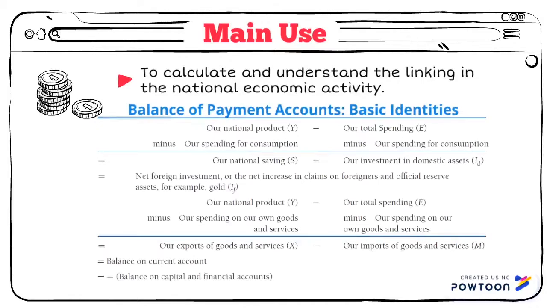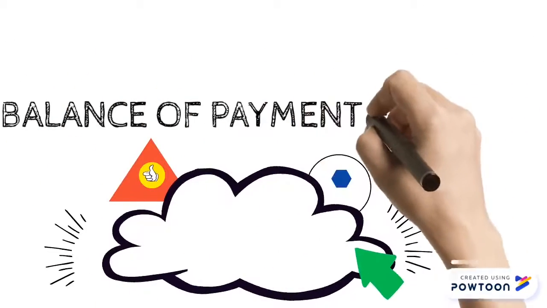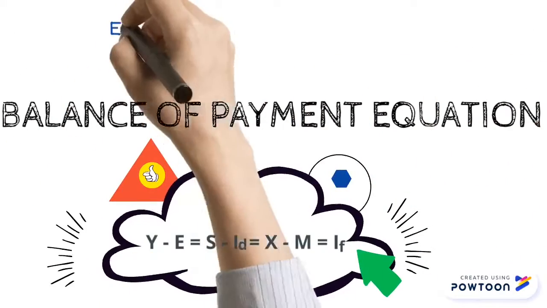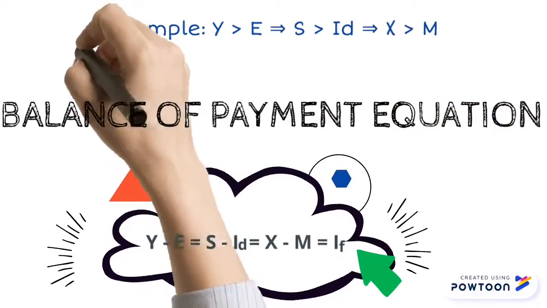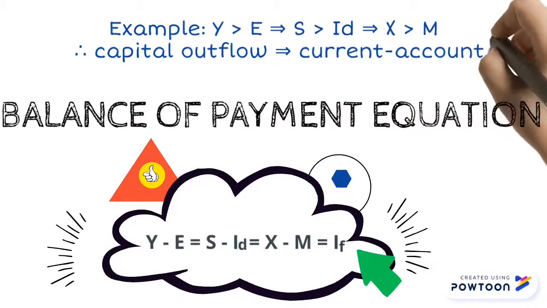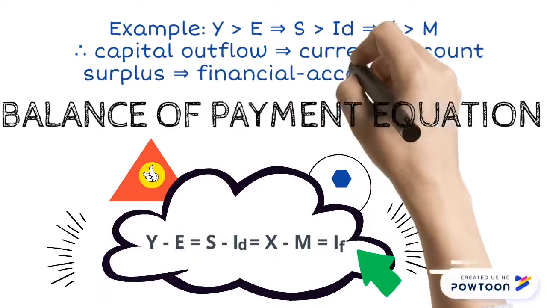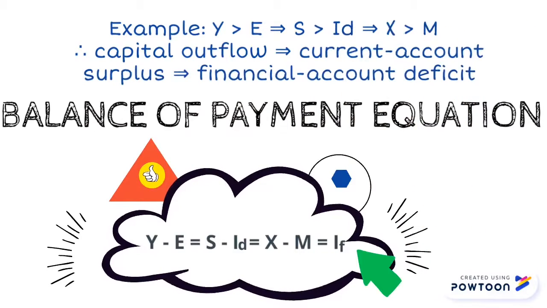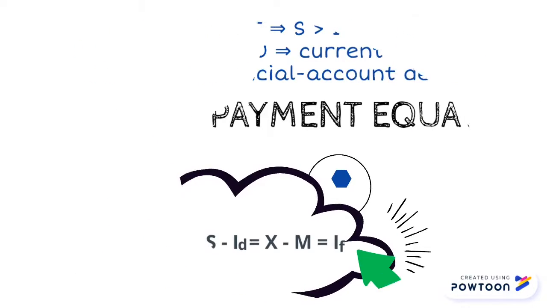In this table, we're showing the basic identities for the balance of payments accounts. With these identities, we get to this formula. If a nation produces more than it spends, then it will save more than it invests, export more than it imports, and have more capital outflow. So it winds up with a current account surplus and a financial account deficit.